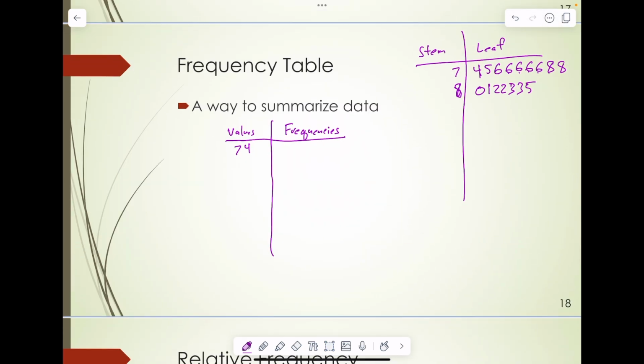Okay, so 74, what's its frequency? 1. The next number is 75. Now, what is its frequency? Also 1. Then we have 76. What's its frequency? 5. It appears 5 times. Go on to 77, which does not appear at all. So there's my frequency chart. I have every number here represented only once, and it tells me how many times it appeared in the list.